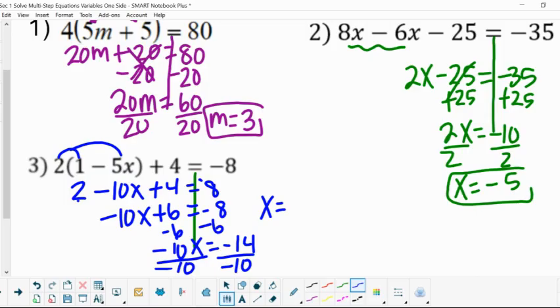And does 14 over 10 simplify? What goes into both 14 and 10? 2 will. 2 into 14 goes how many? 7. 2 into 10 goes 5. So you want to simplify it.